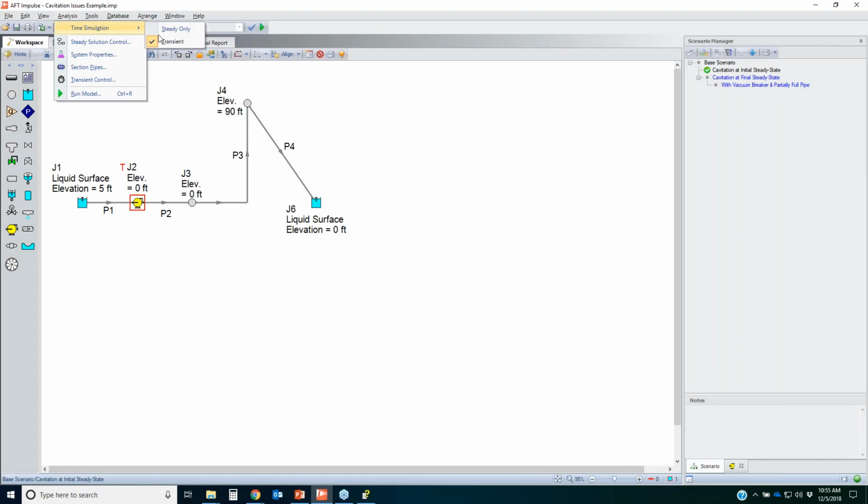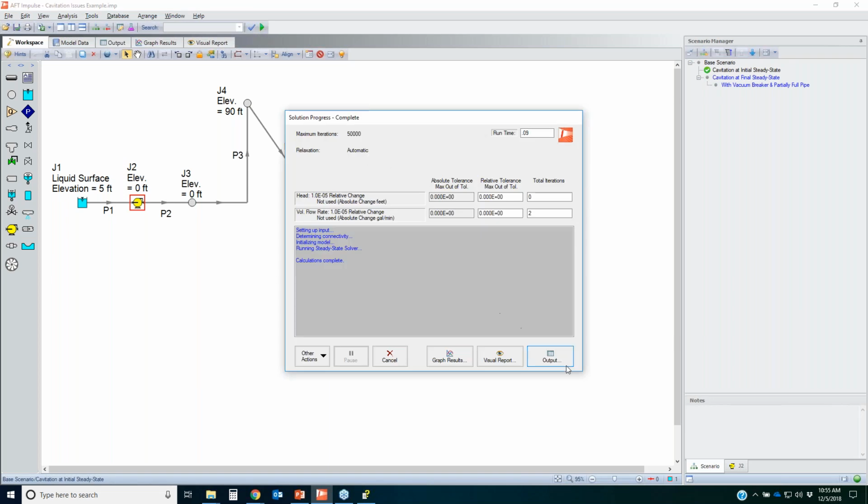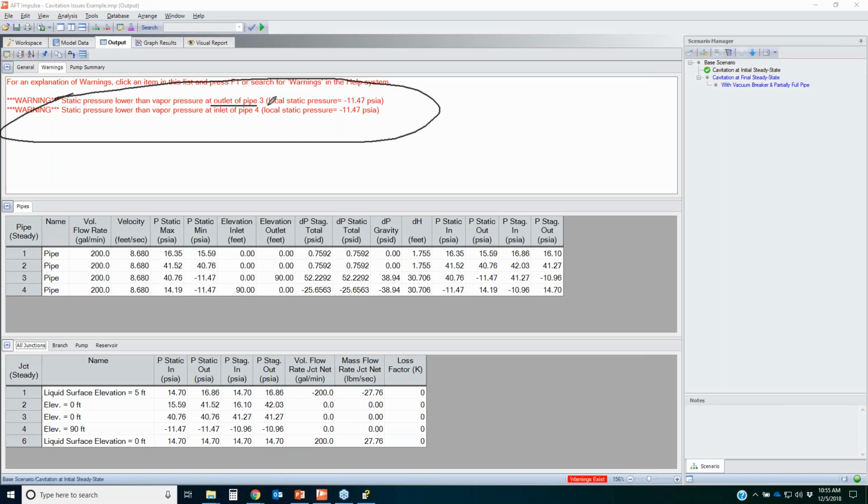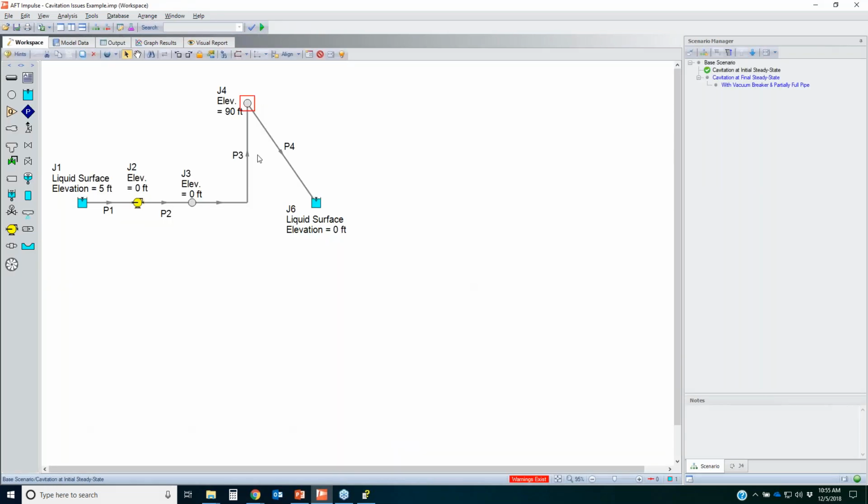So let's do this. In Impulse, you can switch to a steady state only mode, and you could rerun your model in steady state, and you can actually see exactly where you're cavitating. So here, this tells me that my static pressure is lower than my vapor pressure at the outlet of pipe 3 and the inlet of pipe 4. So where is that in my model? Well, it's right here at the high point. So here's pipe 3, here's pipe 4. At the high point, I'm cavitating.